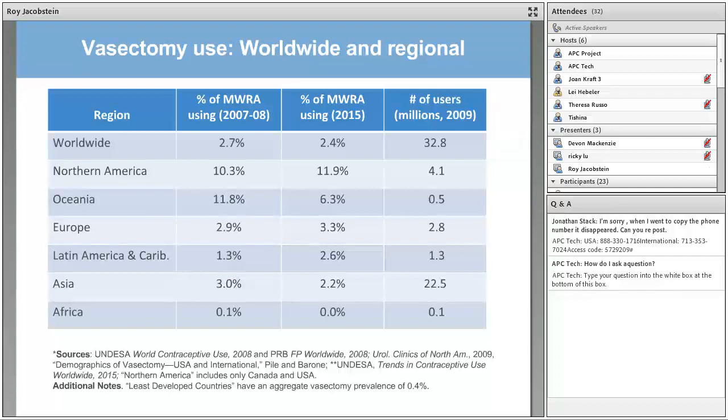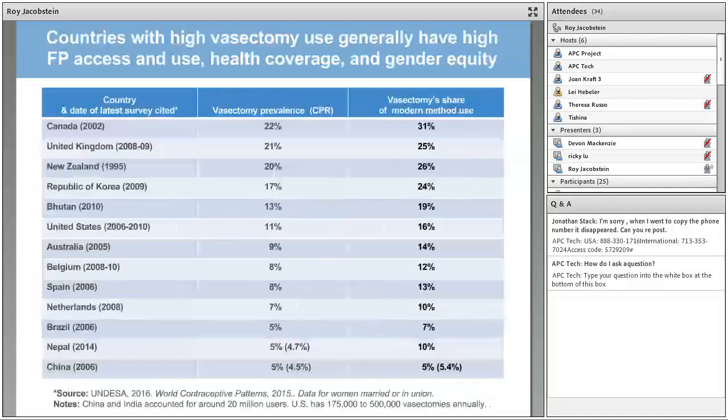This slide shows the worldwide and regional prevalence and number of users, and you can see that the highest prevalence, if you look at the third column, is in so-called Northern America, which is the United States and Canada, and in Oceania. The most vasectomy users, reflecting the highest population, is in Asia, and the lowest prevalence and lowest number of users is in Africa.